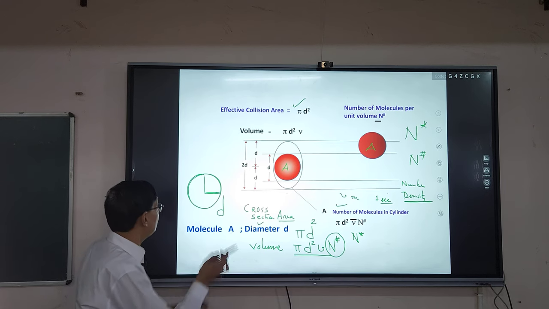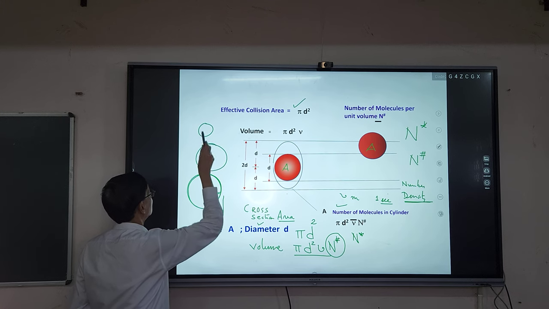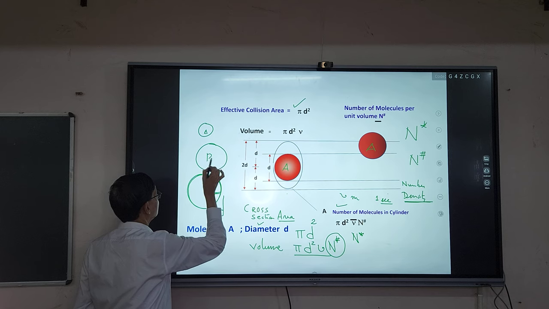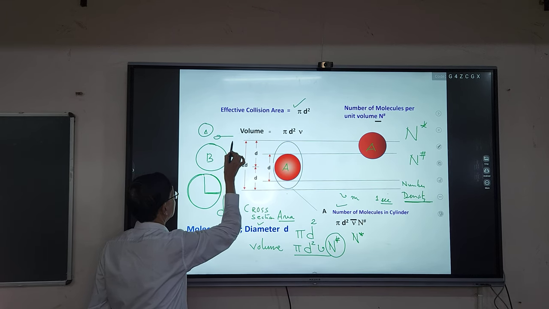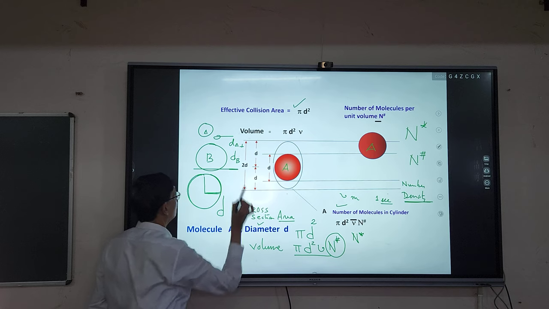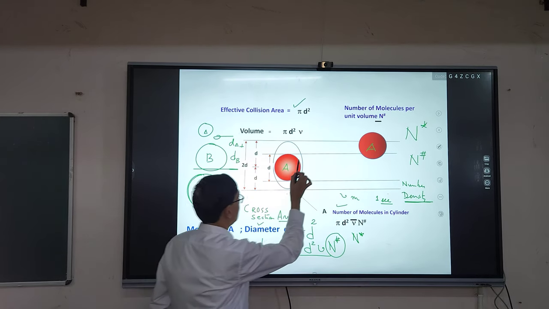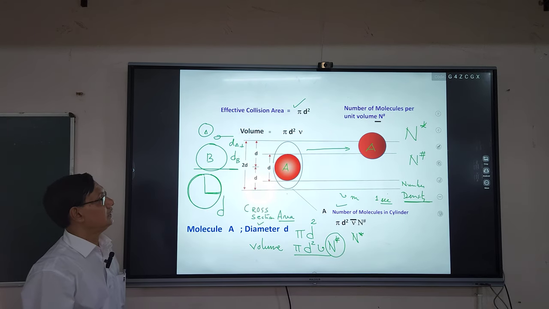Now if it is a dissimilar molecule, maybe A and B, so for the collision cross section, dA plus dB is also possible. So it is a dissimilar molecule, but I am using the similar type of molecule, and it will collide with this type of thing.